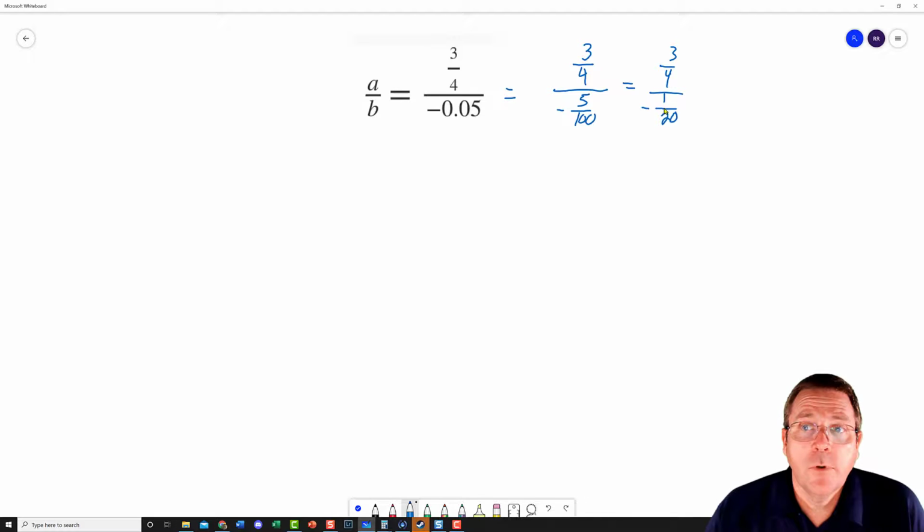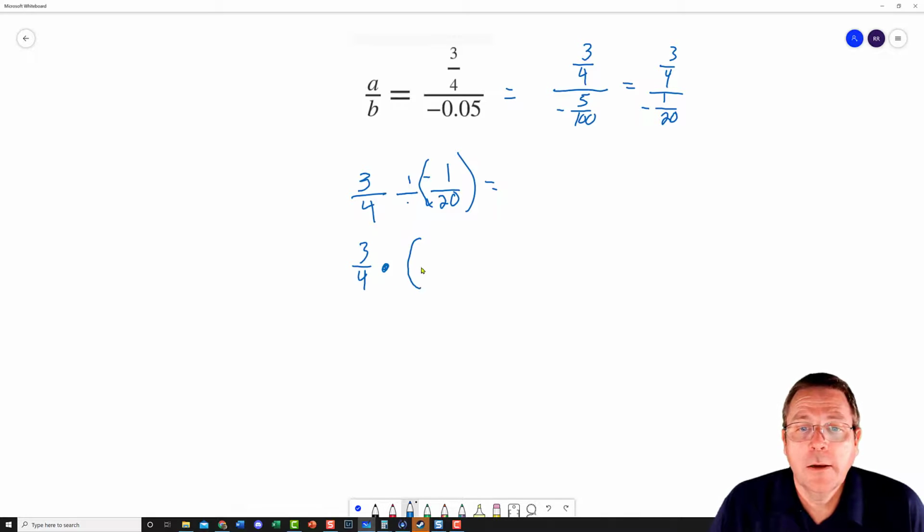3/4 divided by a negative 1/20, I can rewrite as something a little bit more user-friendly for me using the vinculum, which is what we call this symbol here. From here, we're going to keep, change, flip. 3/4, change division to multiplication, and take the reciprocal of the second number. Simplify, which means 4 goes into 4 once, 4 goes into 20 5 times, and multiply. 3 times 5, that's going to be 15.